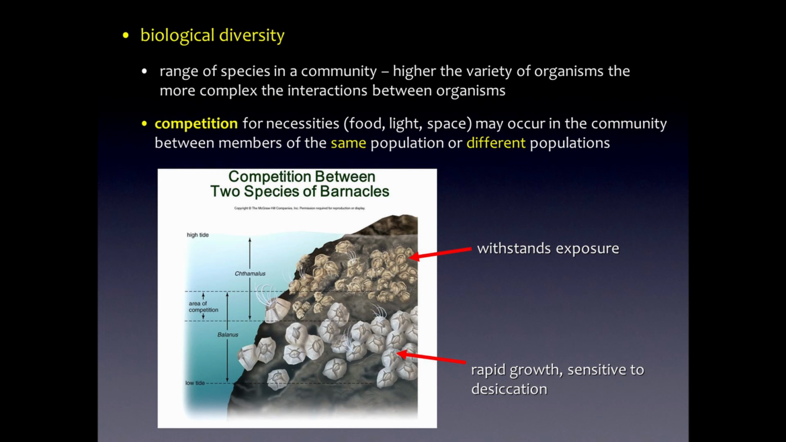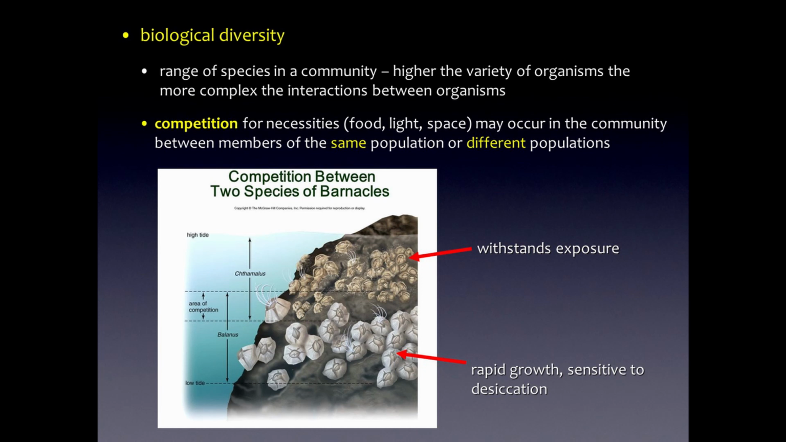So here we have a little example that shows competition between 2 different species of barnacles, so roughly the same populations. And you can see here we have the Balanus barnacle in the lower part of that image, on the lower surface of the rock, and then the other variety, I'm not even going to try to say that name, but we're going to call them barnacle number 2 on the upper portion.